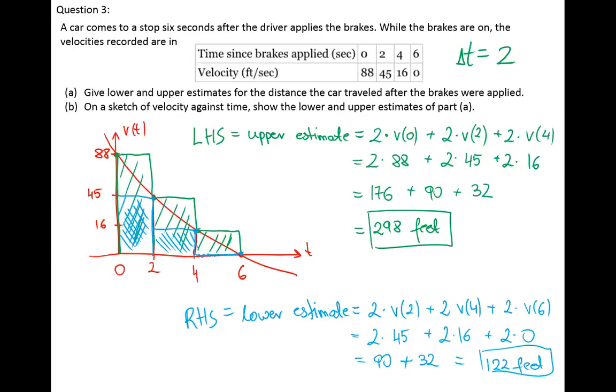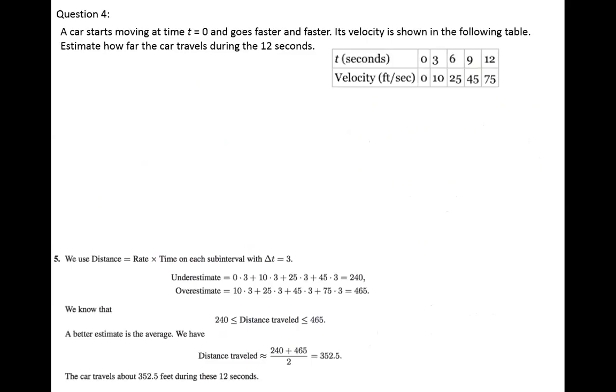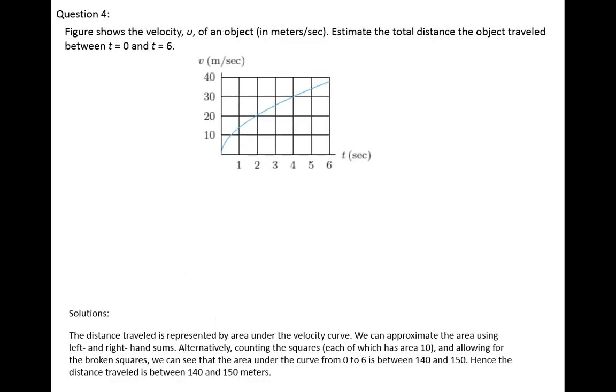Okay, I have the same question, but I have the solution for you, so you can check. It's the same thing. I mean, we do have some solution, but we can try to quickly get the answer. The figure shows the velocity, that means this graph is the velocity v of an object in meters per second. Estimate the total distance the object traveled between 0 and 6. That means the total distance, again, is the area under the curve.